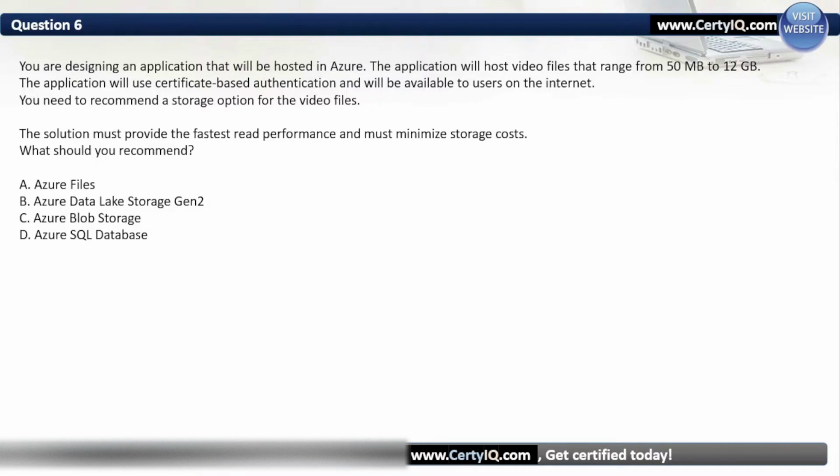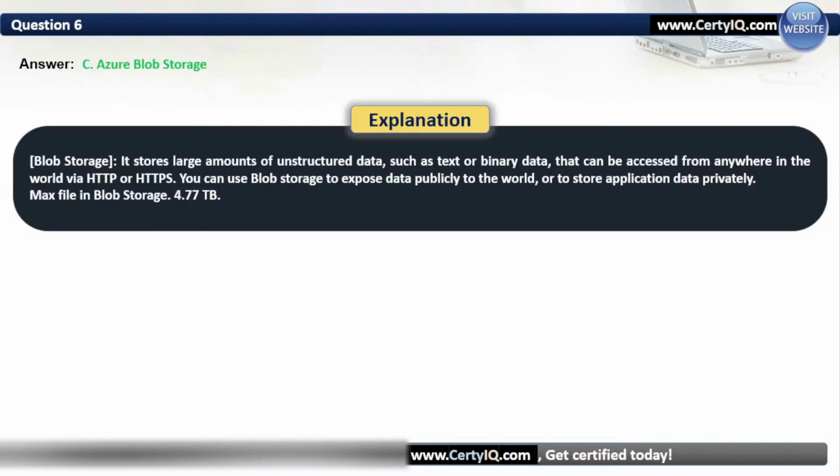The correct option is C. Azure Blob Storage. Blob storage stores large amounts of unstructured data such as text or binary data that can be accessed from anywhere in the world via HTTP or HTTPS. You can use blob storage to expose data publicly to the world or to store application data privately. Max file size in blob storage is 4.77 TB.